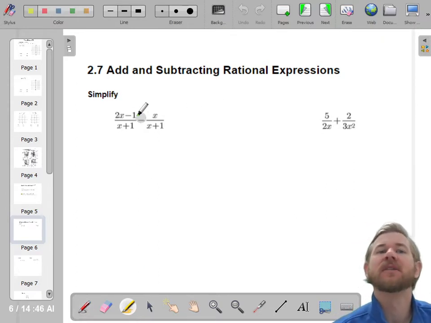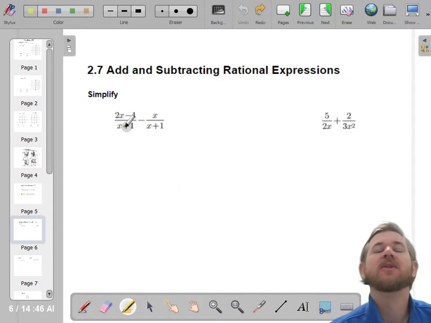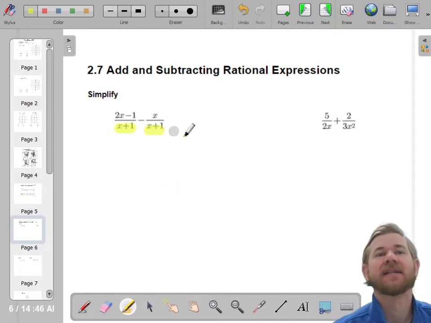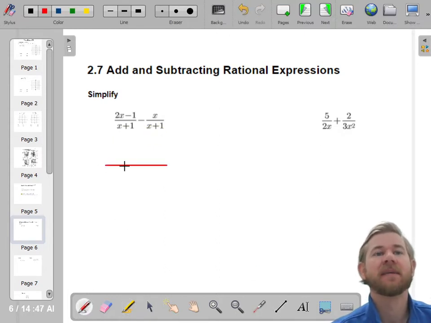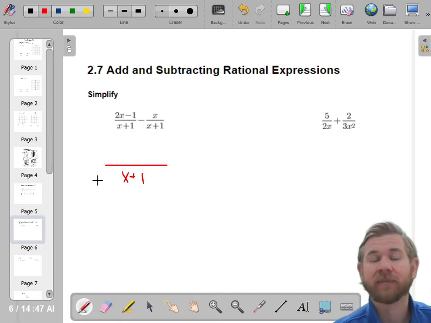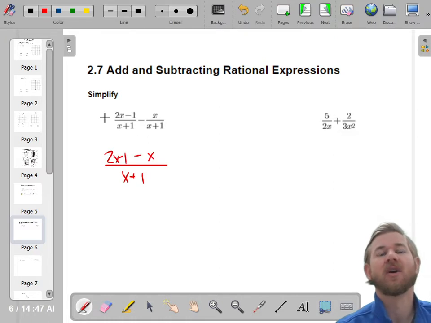First thing you need to remember is when you are going to add or subtract, notice that's a subtraction problem, you need to make sure that you have a common denominator. So both of these have the same denominator, x plus 1. That means that my difference will have the denominator x plus 1. In the top, I'm just going to say 2x minus 1, and since it's all over x plus 1, I'll write it as one big fraction.